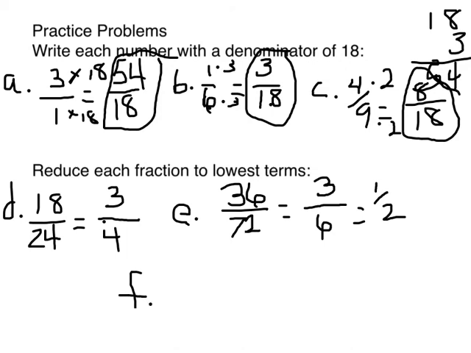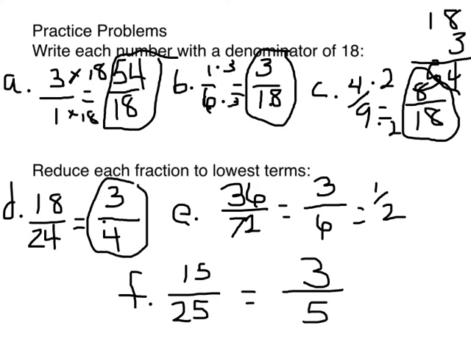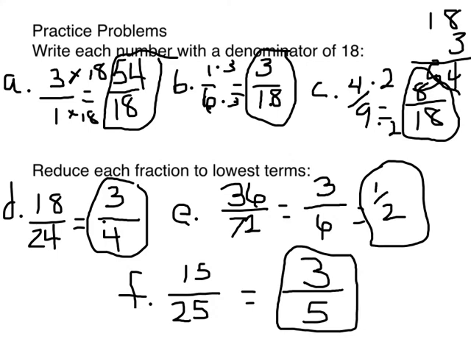Alright, and our final one, F, is 15 over 25. This should be a gimme. You should look at that and say, oh, they're both divisible by 5. And 15 divided by 5 is 3, and 25 divided by 5 is 5. And these are my answers. Notice I circled the 1/2 in E, not the 3/6, because it's not to lowest terms.